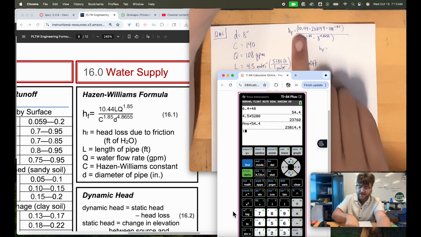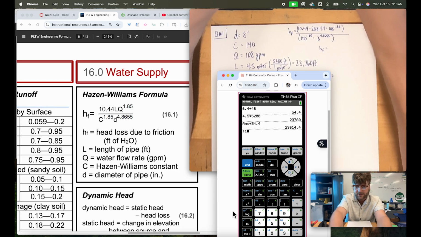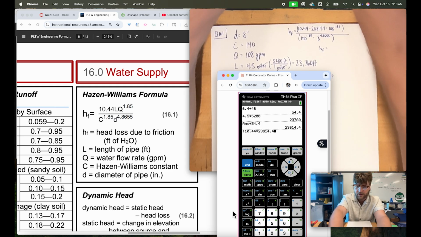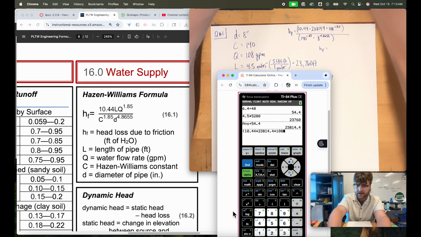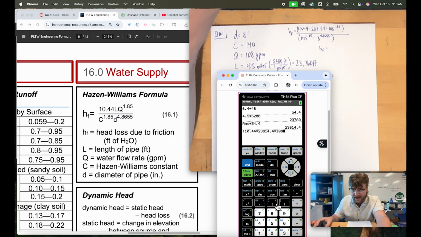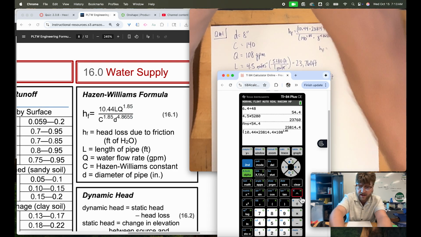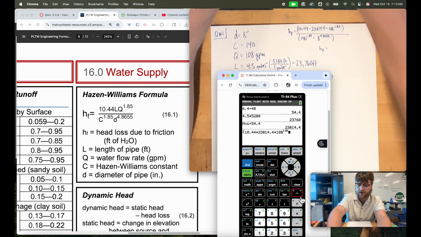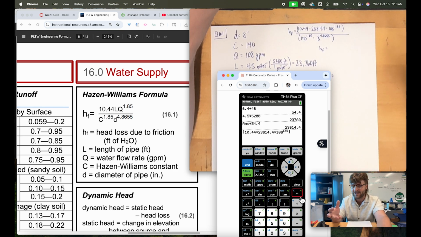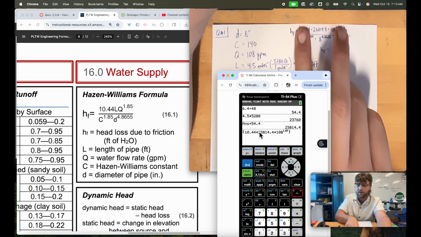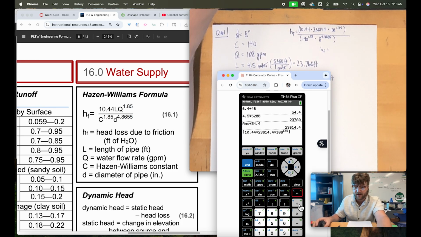So we're going to put a parenthesis first, right? Then we're going to go 10.44 times 23814.4 times 108. Now we want to raise this 108 to the power of 1.85. And then afterwards, we're going to throw in that parenthesis. Okay, be very careful. Don't throw in the parenthesis before you put this exponent. If you do that, it's going to raise this entire part up to the power of 1.85.